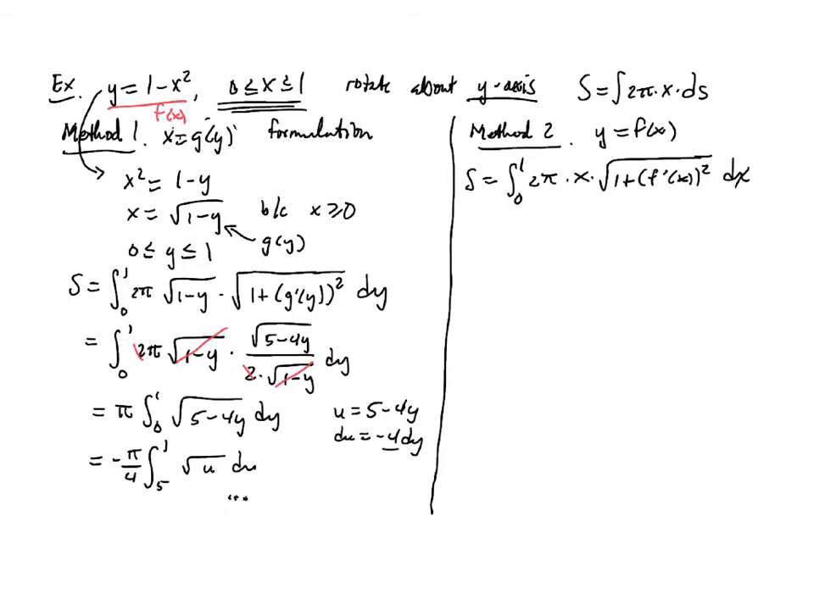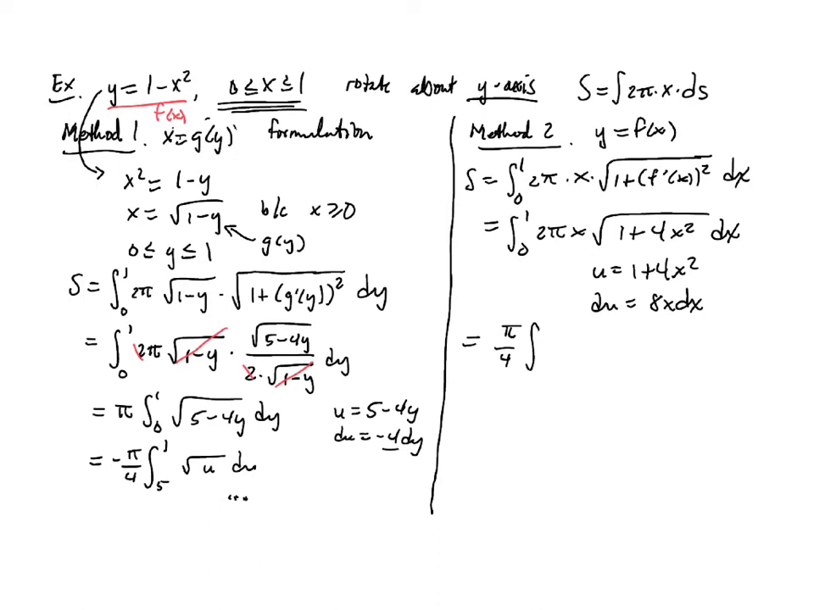Okay, so what we end up with over here is the integral from 0 to 1, 2 pi x, square root of 1 plus 4x squared dx, which you can integrate using a u substitution over here of u equals 1 plus 4x squared, du equals 8x dx. And so we end up with, now to compensate for the 8x, we have a pi over 4 integral. And now what happens with the limits of integration? Here we get 1, and here we get 5 of square root of u du. And notice that these two integrals here are the same.